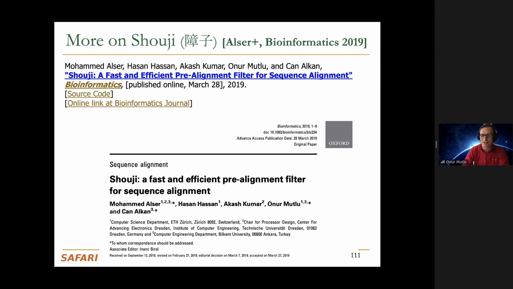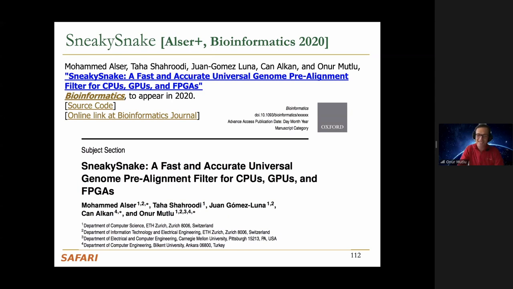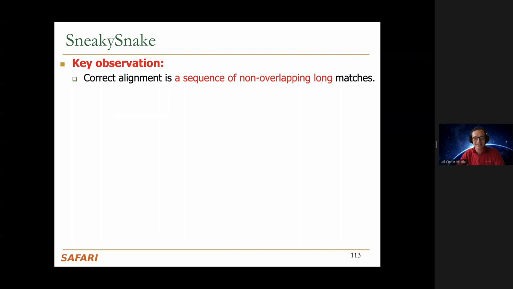Okay, so I'll continue, I think, since no one is stopping me yet. I will talk about one last idea in this direction, which I think in the end is the state of the art. And we call it the Sneaky Snake, maybe not the best name, but essentially the key observation here is that a correct alignment is a sequence of non-overlapping long matches. This is maybe a mouthful, but it'll become clearer with a pictorial example.